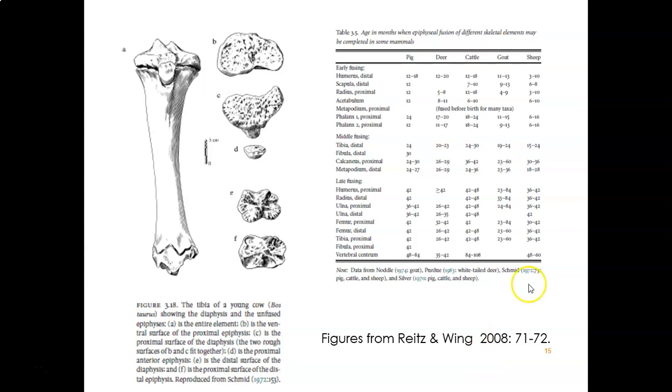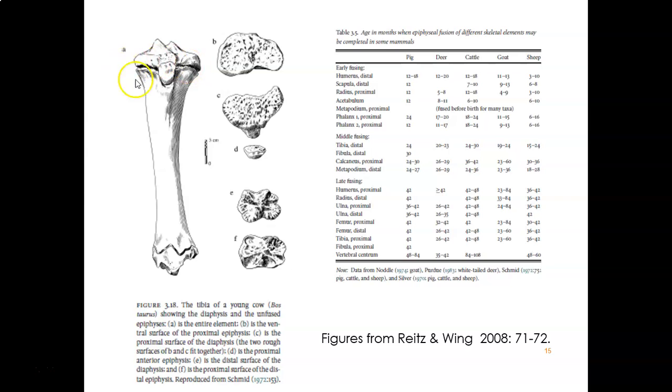So this is an example of how we can look at epiphyseal fusion or growth in bones. This is showing you the long bone of a tibia of a young cow, and you can see that the ends have not yet fused on. So this is what the ends look like when they were separated from the shaft.